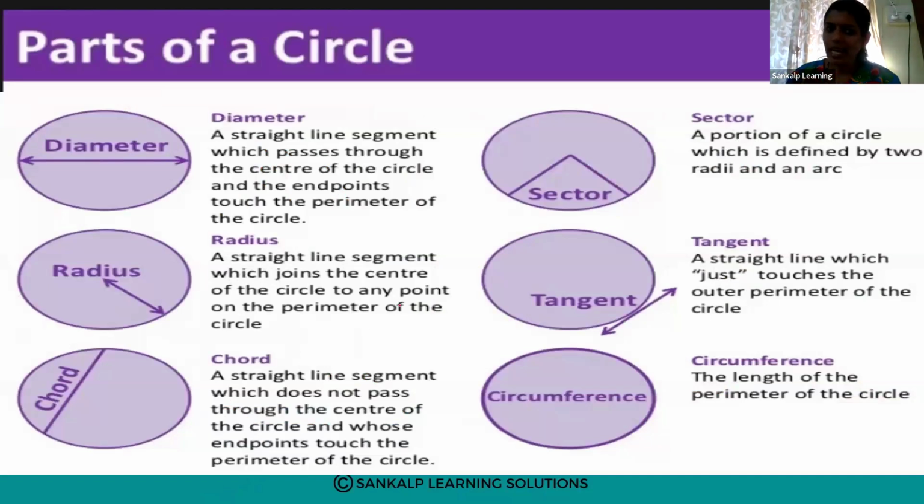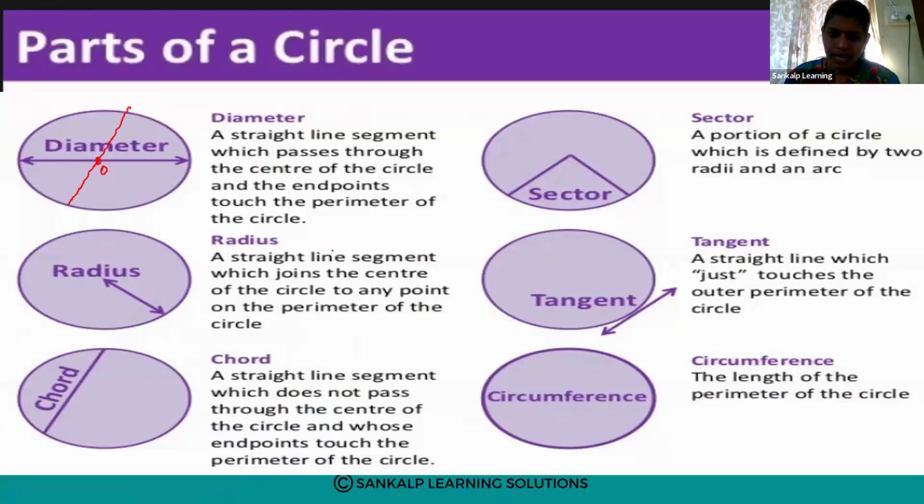Parts of a circle, that is diameter. Diameter means what? A straight line segment which passes through the center of the circle and the end points touch the perimeter of the circle, that you call it as a diameter. So diameter is like this. Okay, next. So higene barbekantilla. So it may be like this also, but it should pass through the center of the circle.